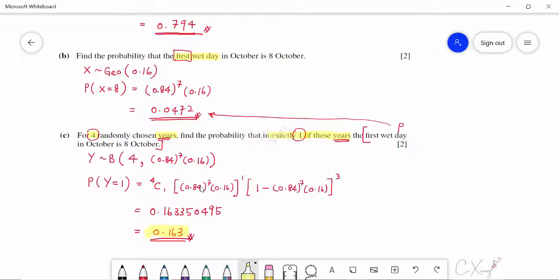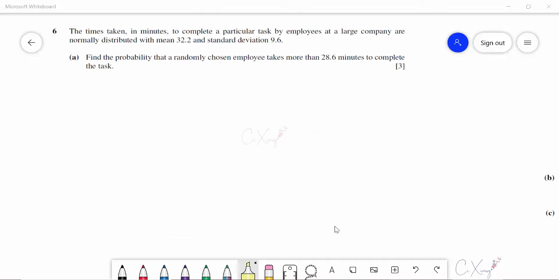Okay, so to me, the challenging part for this kind of question is you need to know how to identify the binomial distribution question and also the geometric distribution question. Right, so this is what we have for question number 5. Okay, so question number 6.